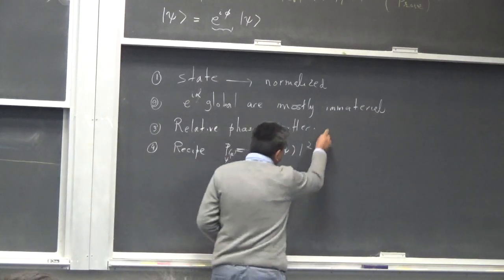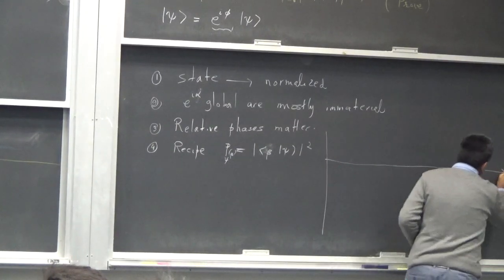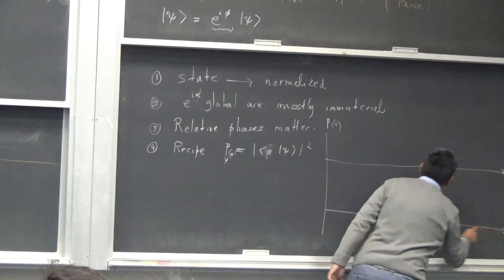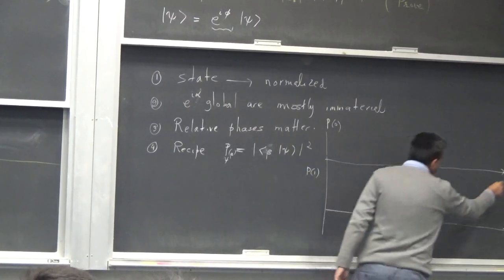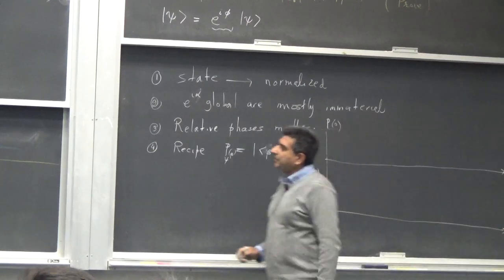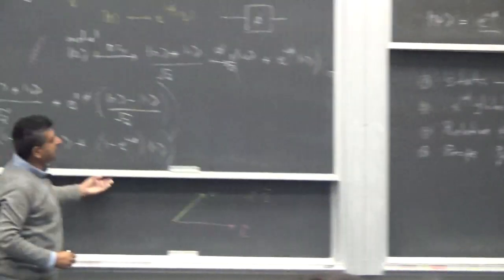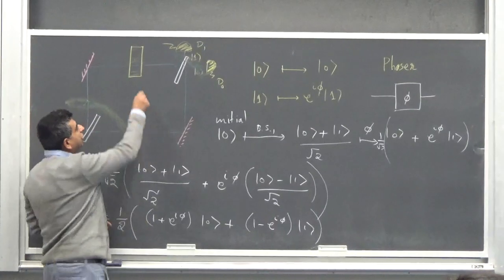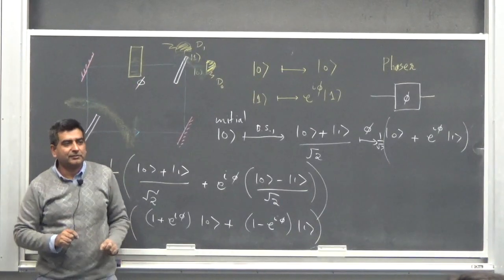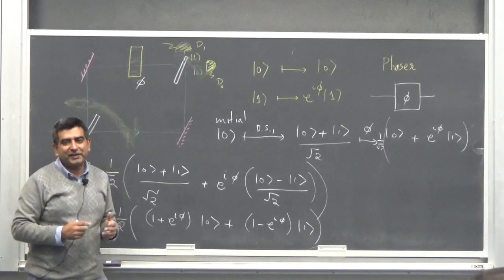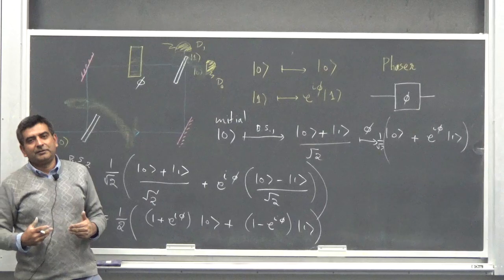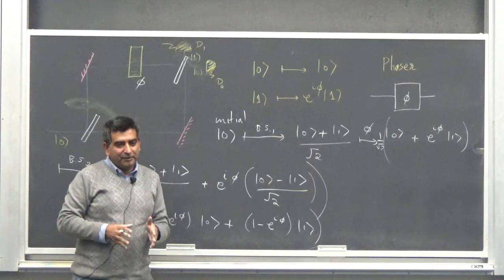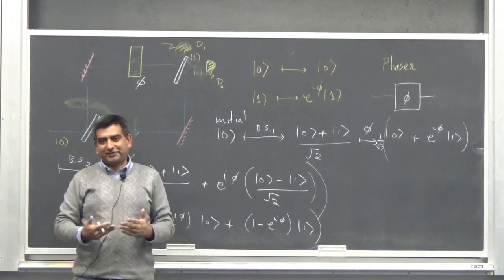And if I were to do an experiment, here I plot probability 0, and here I plot probability 1, and on this axis I plot phi. Suppose I were to repeat this interferometry experiment with a phase shifter in between, in such a manner that I can tune this phi. For example, if this is an electro-optic medium, it gives you a different phase with a different electric field applied to it. You change the voltage, the phase changes.